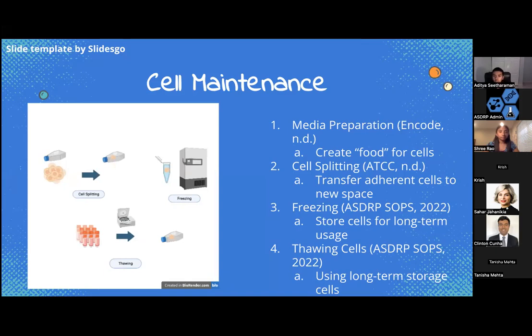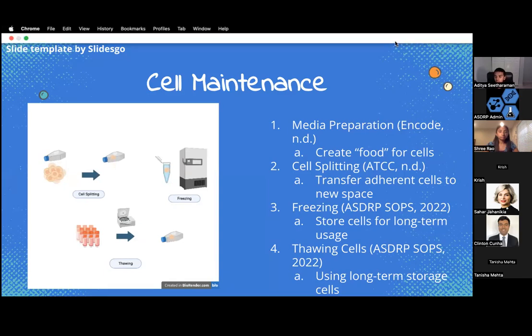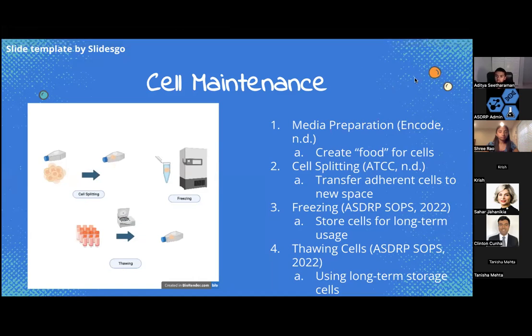So the first step of our methodology is cell maintenance. In order to study colorectal cancer, we use cells which are grown outside the human body and tested. To grow these cells, we create media, which serves as a kind of food for the cells to grow in. Once the cells reach full capacity in their containers, because they adhere to the flask, they must be given new space with new media, which is called cell splitting.